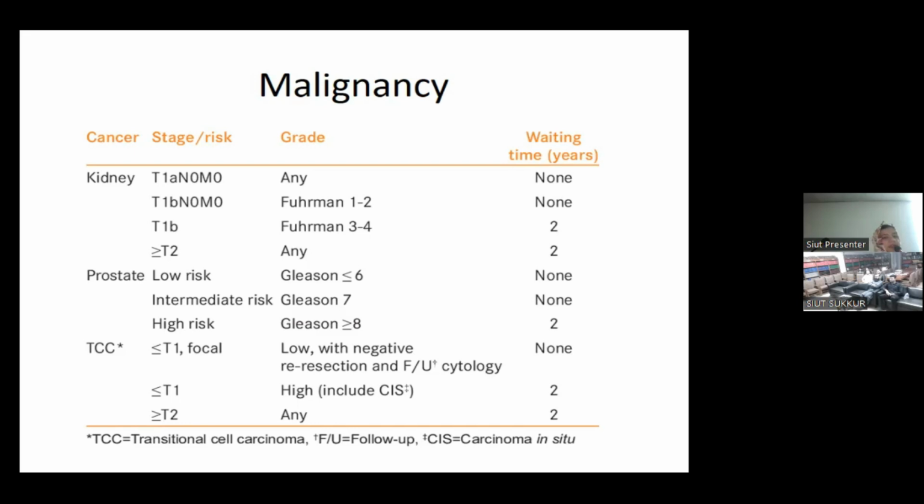But if the disease is T1b and Fuhrman grade is 3 and 4, we have to wait for at least 2 years. And if the grade is more than 2, we again have to wait for 2 years. For low risk and intermediate risk prostate cancers, we can go for transplant without any waiting period. But for highest risk prostate cancer, we have to wait for 2 years.